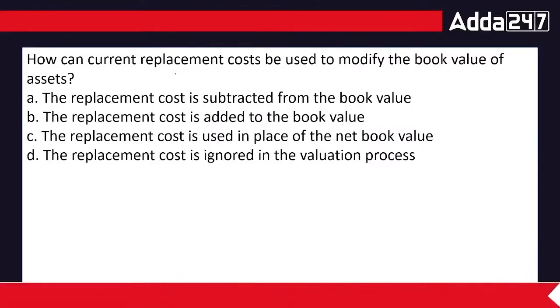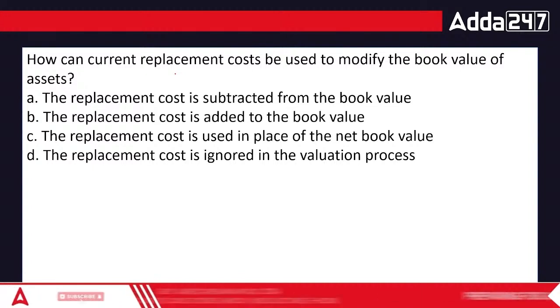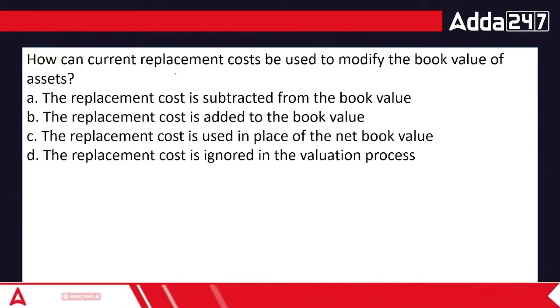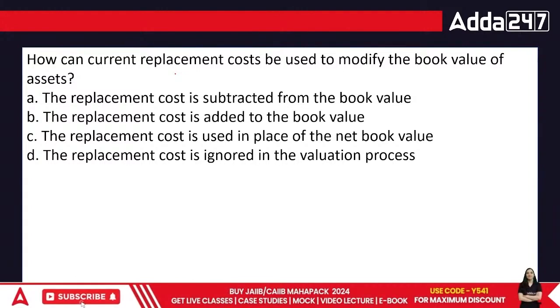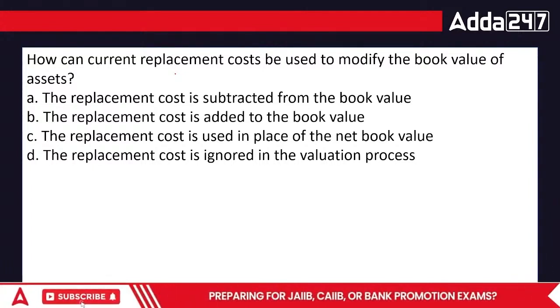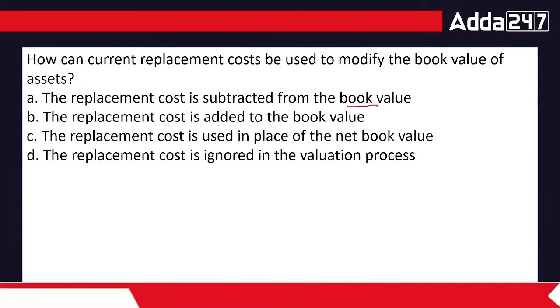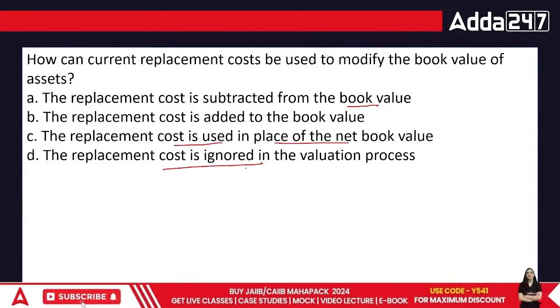How can current replacement cost modify the book value of the assets? See, if the current price change is such a drastic one, then how can we continue in the same manner? That's one of the basic things, na? The replacement cost is subtracted from the book value. The replacement cost is added to the book value. The replacement cost is used in place of net book value, or the replacement cost is ignored in the valuation process.